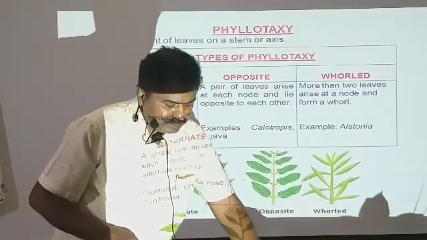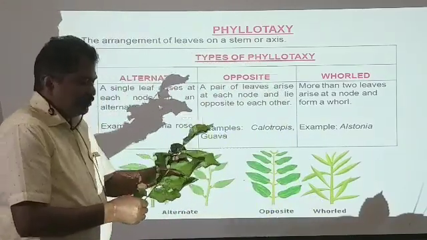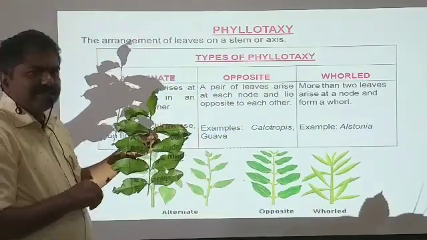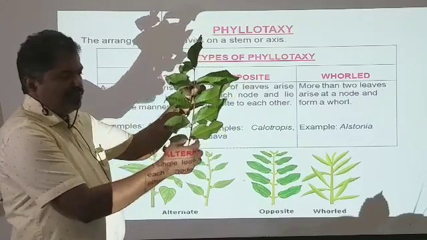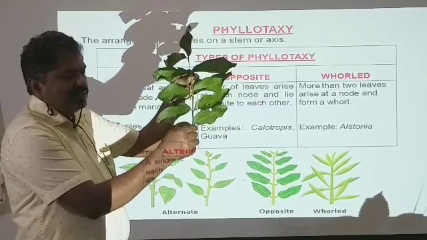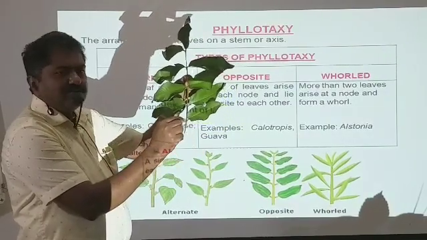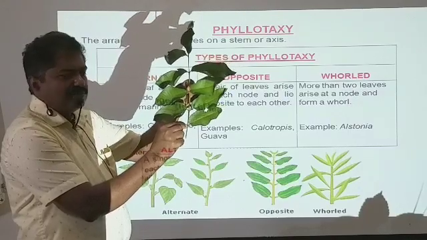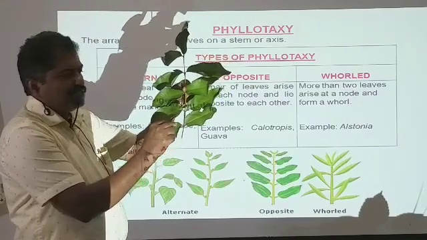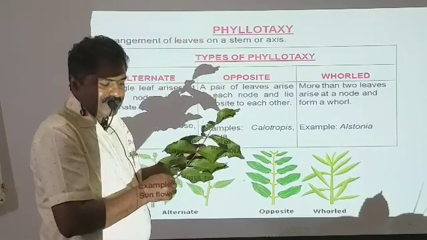Whereas in plants like guava, we can see the opposite phyllotaxy. This is one leaf and this is one leaf. The two leaves are grown at one point, that means in the nodal region. So these are opposite to each other. That's what we call an opposite phyllotaxy.